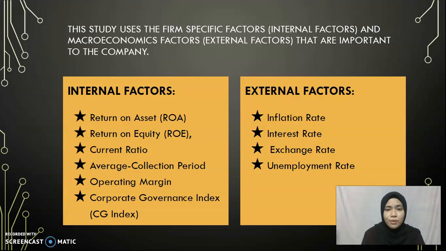From this study, the firm specification is the internal factor, and macroeconomic is the external factor. The internal factors are ROA, ROE, current ratio, average collection period, operating margin, and CG index. For external factors, they are inflation rate, interest rate, exchange rate, and unemployment rate.